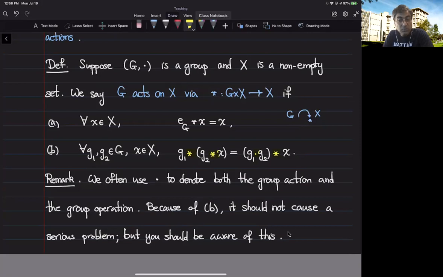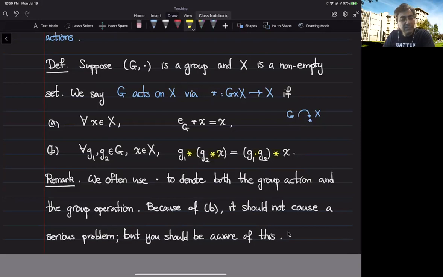But if we use the dot, you have to still know why we have the equalities. This equality is not because we have associativity. It doesn't make sense. Associativity is about a single operation in a single set. Here we have two sets and two different operations. So still I encourage you to use star instead of dot, but in more advanced texts, we often use dot for the group action as well.